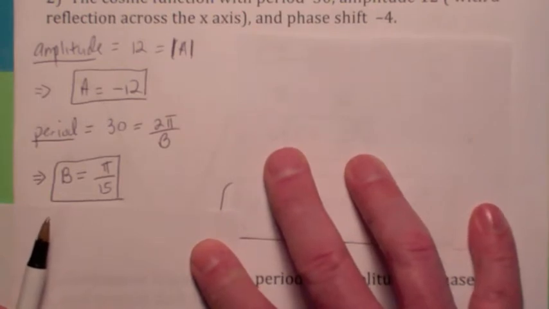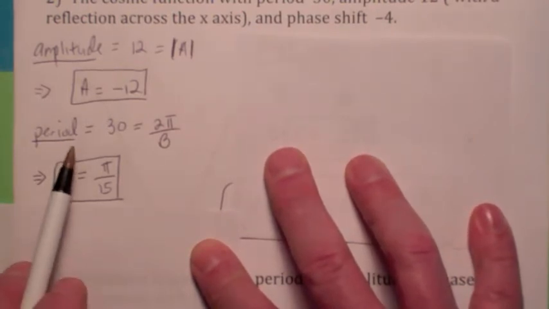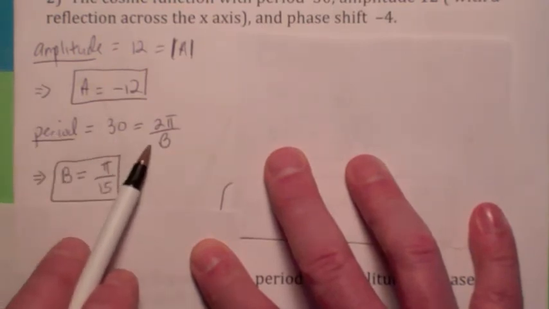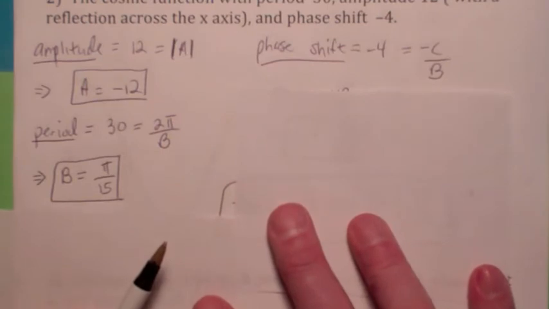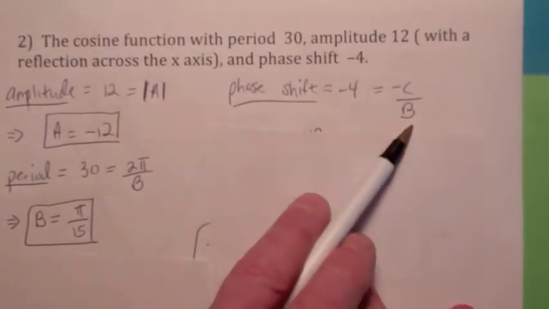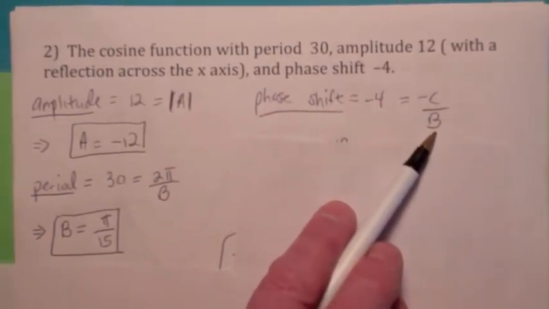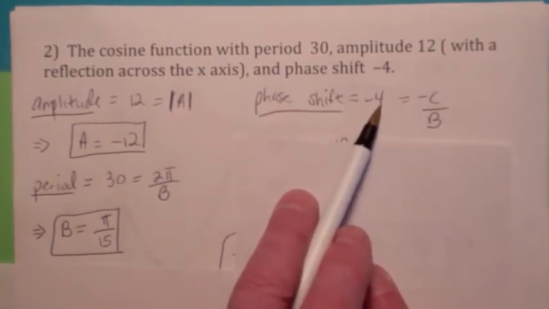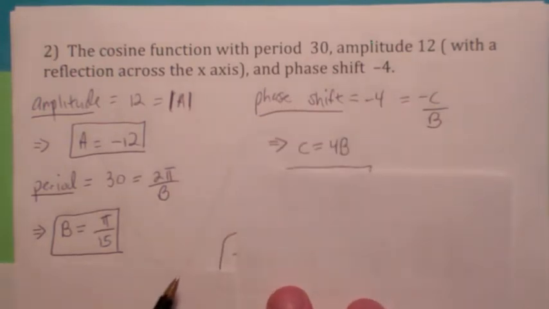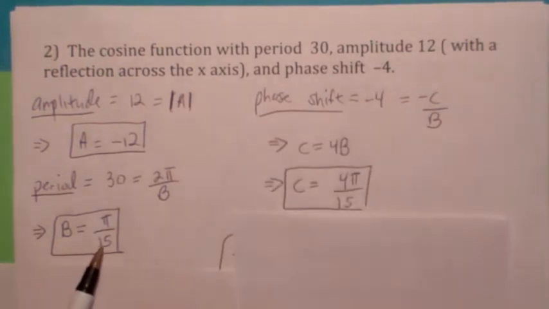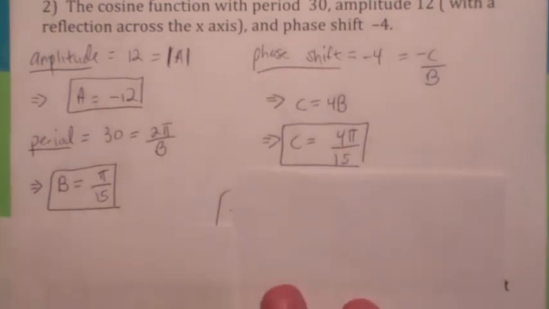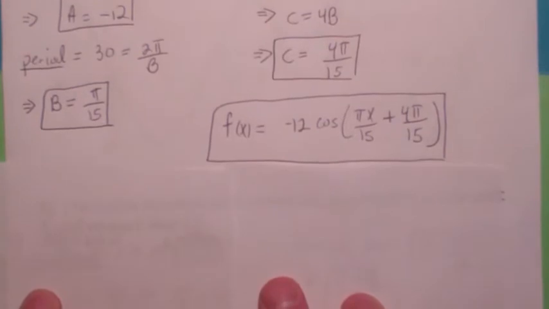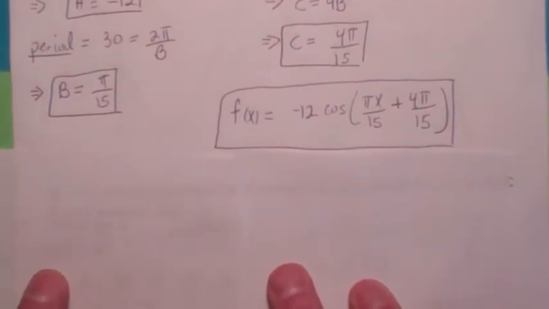By the way, this is really important. If you have a phase shift, you should always find b first from the period, because when you use the phase shift to find c, you already have to have b before you can find c. Got it? So always find b before c. Anyway, the phase shift is negative 4. If you solve this for c, c is 4b. Since we already got b as pi over 15, you find that c is 4 pi over 15, so there's your answer. f of x equals negative 12 cosine of pi x over 15 plus 4 pi over 15.